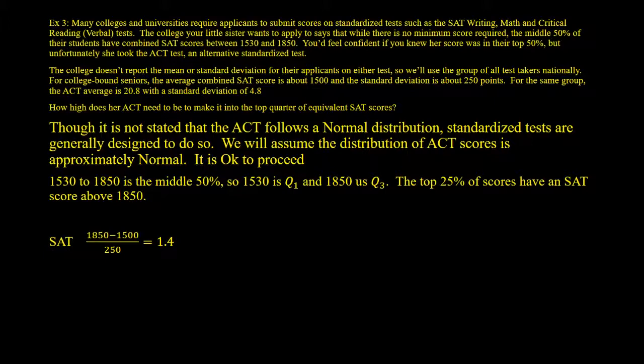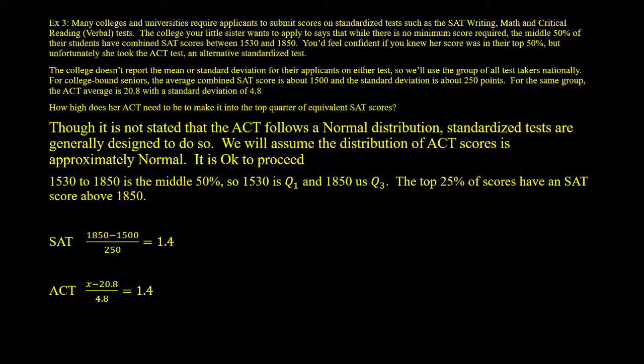Now let's find what that compares to in the ACT. We still want a Z-score of 1.4. So I'm going to have X, which would be the score that your sister needs to get on the ACT to have an equivalent of 1850. So X minus 20.8 over 4.8 would equal 1.4. If you're in the top 25% of SAT scores, your Z-score will be the exact same for the top 25% of ACT scores because they follow the same model.